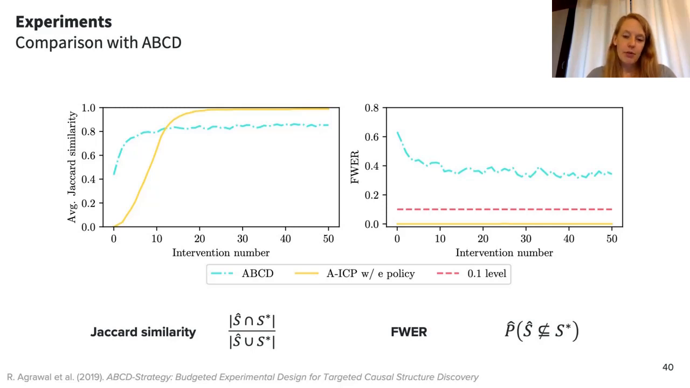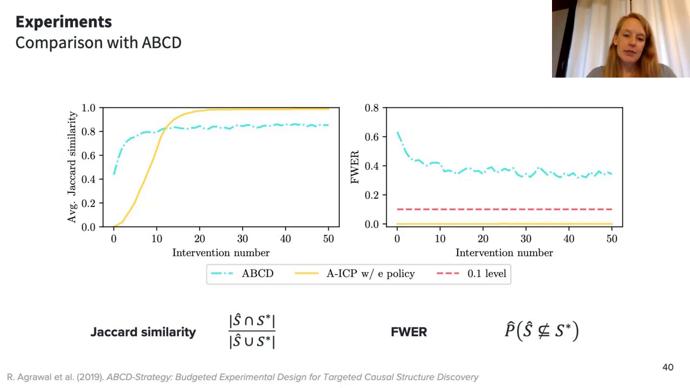And now in these plots, we compare the two methods in terms of the Jaccard similarity on the left and the family-wise error rate on the right. So that is the probability of having one or more false positives in the estimate of the causal parents. And this is exactly what ICP should control.